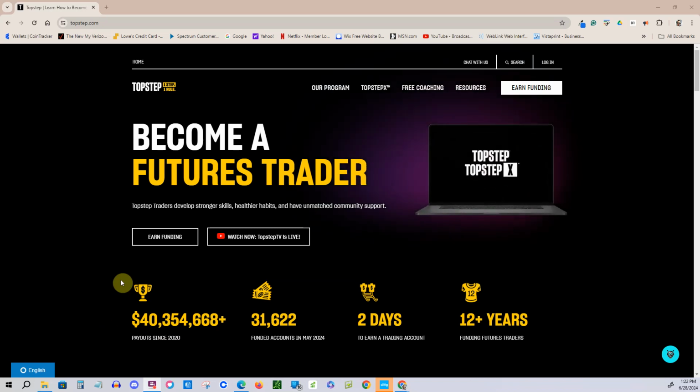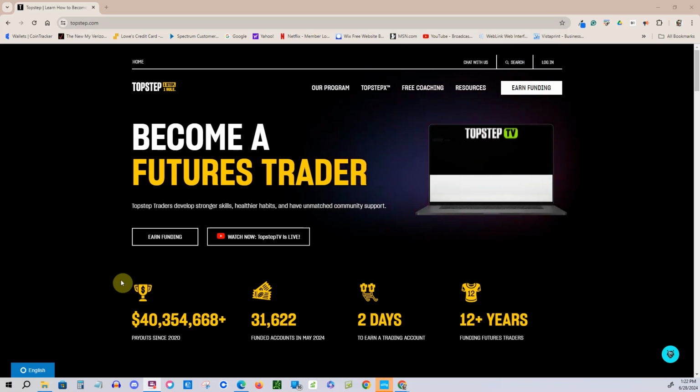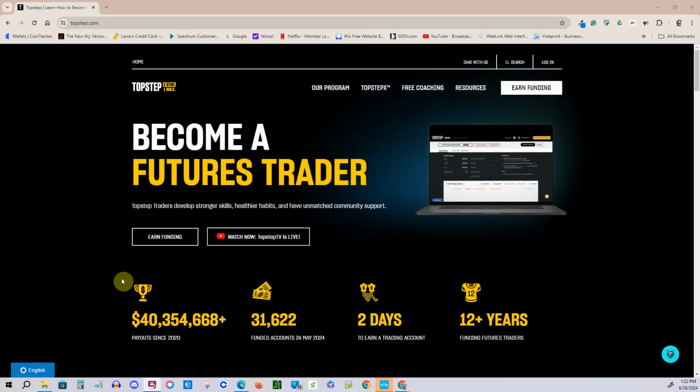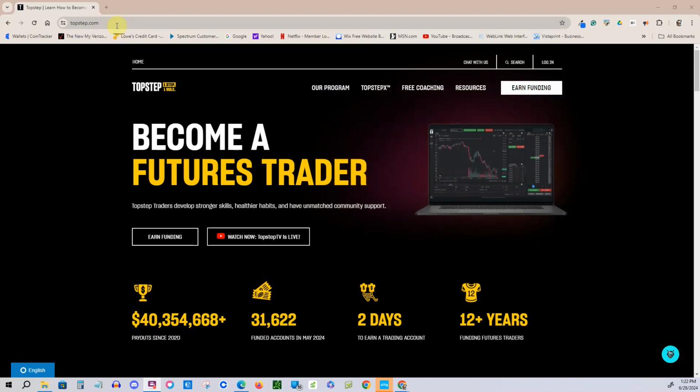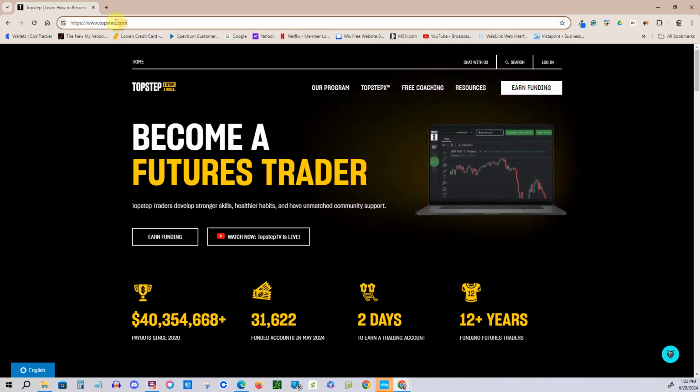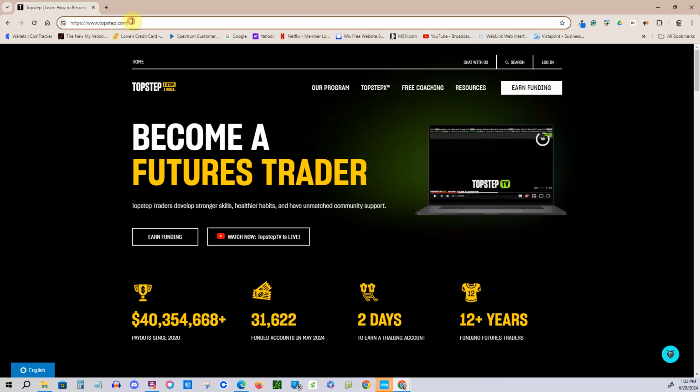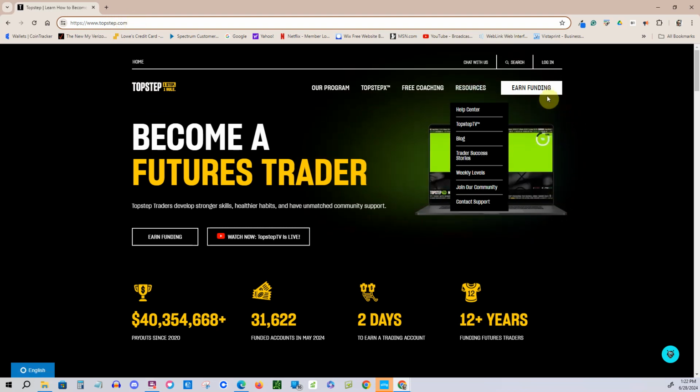You need an exchange where you can actually have access to the markets. And let's take a look at TopStep X, which is TopStep's trading platform. So once you get signed up with them, like I said, it's not free, which is actually a good thing.